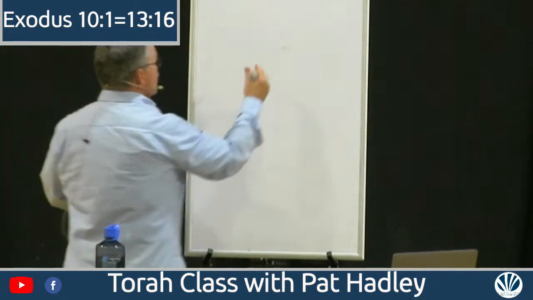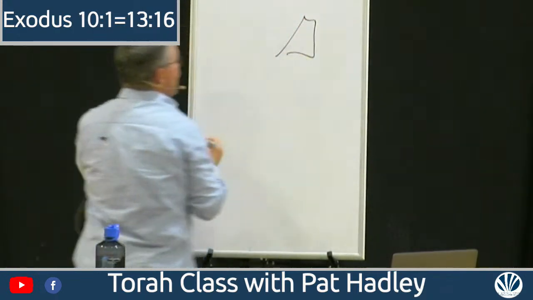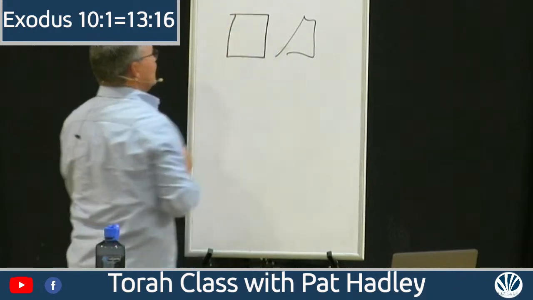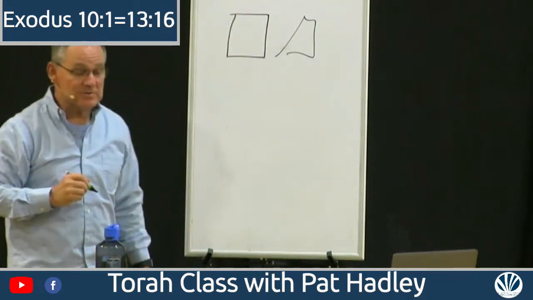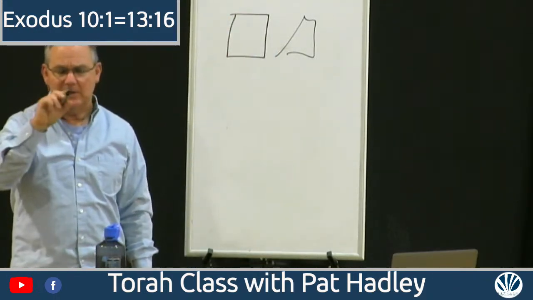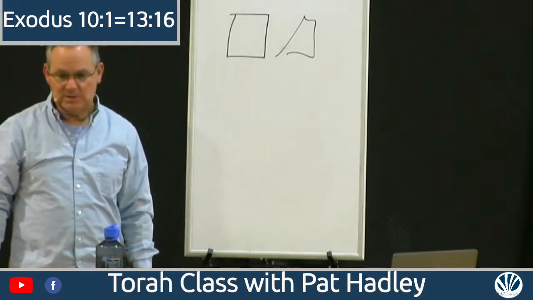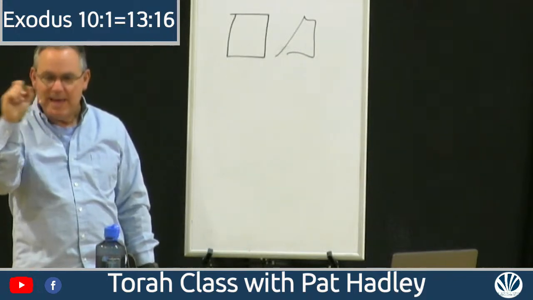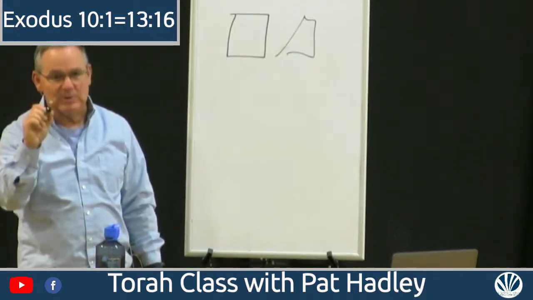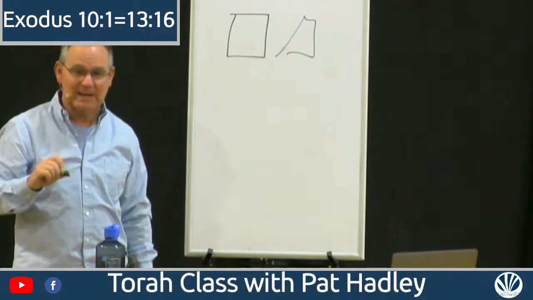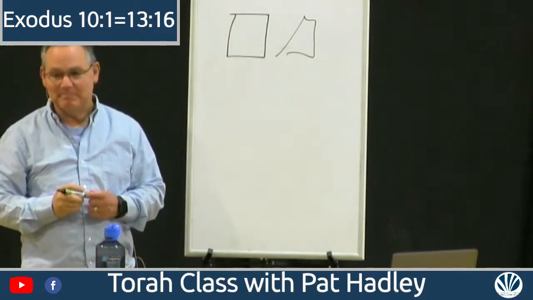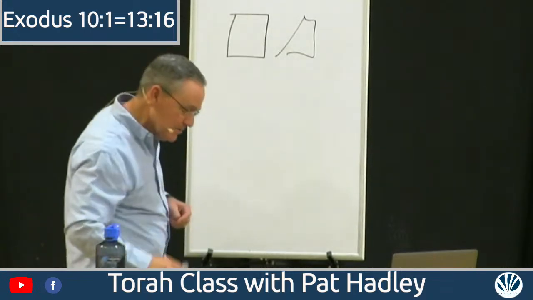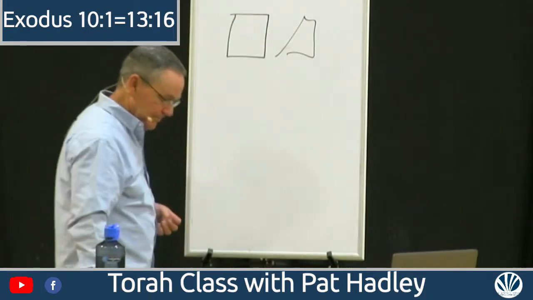Okay, the next one is the mem, which looks something like that. When it's at the end of a word, it looks like that. Okay, it looks almost like a square. It's the only letter that looks like that. So when you're reading a word and you get the mem, and you know what a mem looks like, then you get to the end of the word and you're like, what in the world is that? It's a mem. Okay, so these are all those that change when they're at the end of the word.